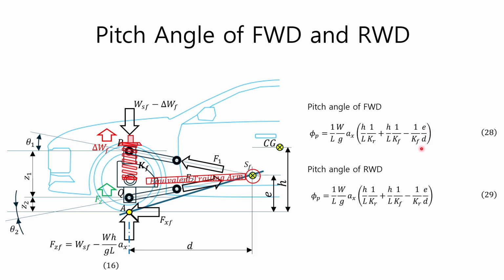Equation 28, which represents the pitch angle of a front-wheel drive vehicle, has the same form as the pitch angle equation for a rear-wheel drive vehicle explained in the previous video. If we swap Kf and Kr in equation 28, we get equation 29, which represents the pitch angle of a rear-wheel drive vehicle explained in the previous video. From equations 28 and 29, we can see that the pitch angle of a vehicle is greatly affected by the suspension stiffness of the axle on which the drive wheels are located.